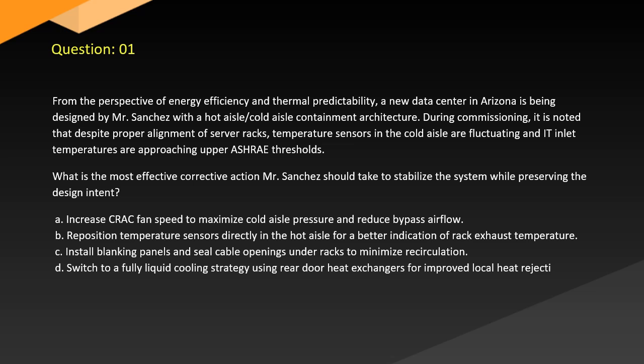A. Increase CRAC fan speed to maximize cold aisle pressure and reduce bypass airflow. B. Reposition temperature sensors directly in the hot aisle for a better indication of rack exhaust temperature. C. Install blanking panels and seal cable openings under racks to minimize recirculation. D. Switch to a fully liquid cooling strategy using rear door heat exchangers for improved local heat rejection.